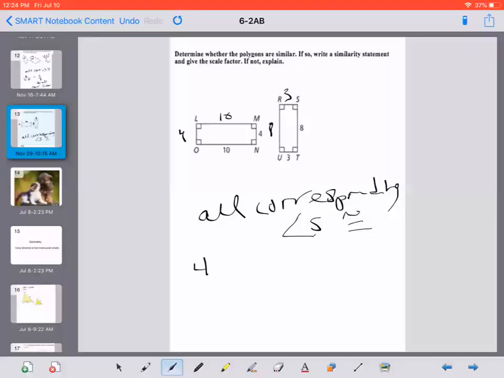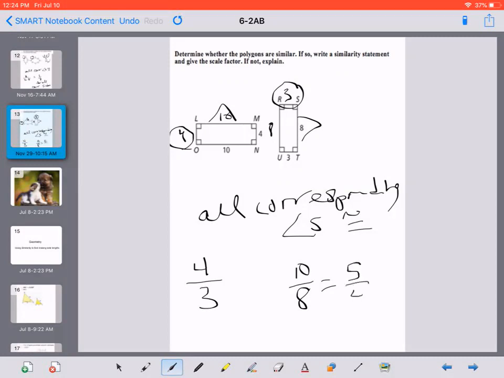When we're comparing the sides, over here in this rectangle on the left, the shortest is 4. Over here on the right, the shortest is 3. Over here on the left, the longest is 10. Over here on the right, the longest is 8. And if we reduce that, we will see that they are not the same. The sides are not in proportion, so therefore the shapes are not similar.